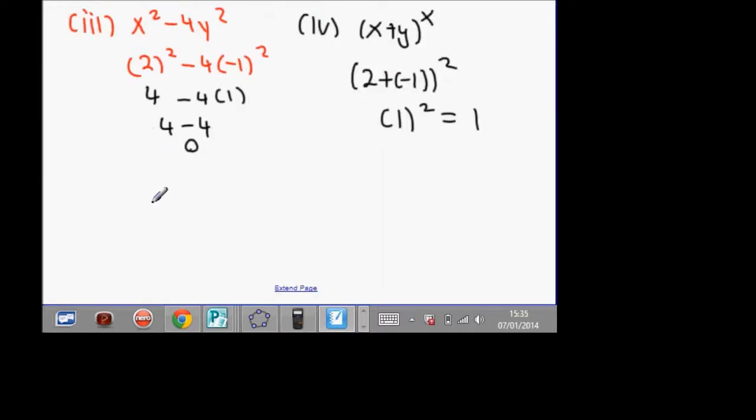And now we're on part 5. And part 5 says 3y plus 2. One of the easiest ones, isn't it? Okay, what's y? 3 times minus 1 plus 2? Minus 3 plus 2, which is minus 1.